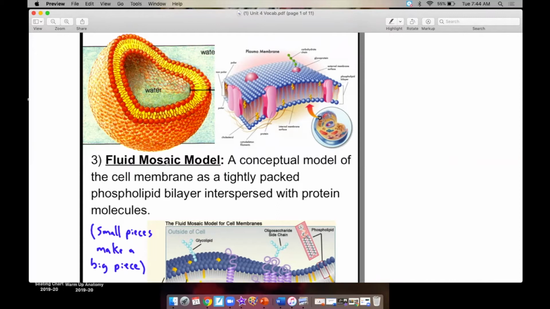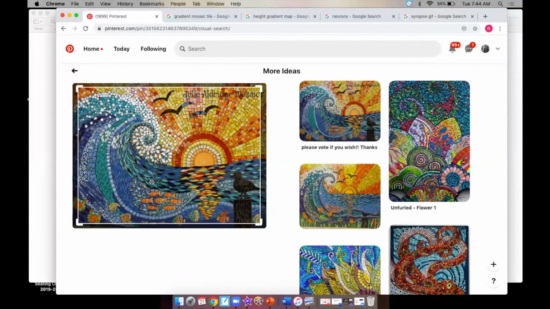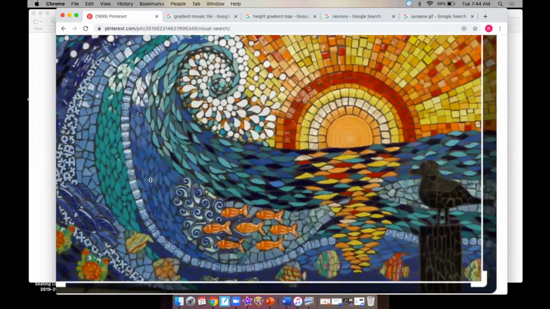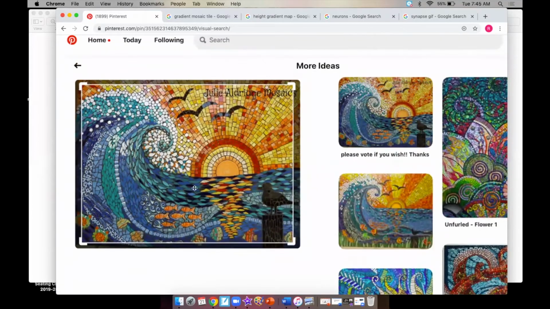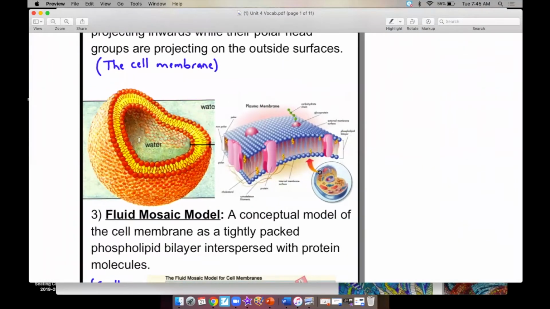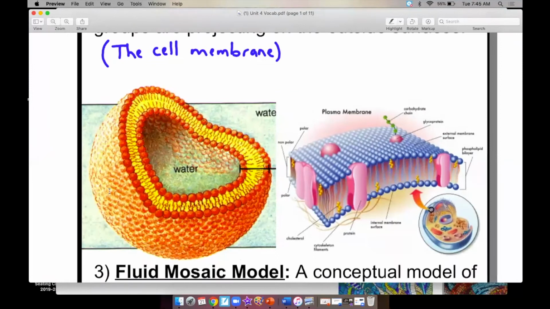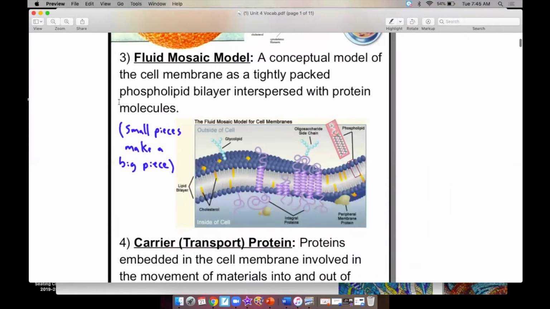And mosaic, those of you in art class should know what a mosaic is. Mosaic is a picture, but if you look closely, zoom in on this, you see that it's actually a bunch of little pieces glued together, and when you pan out, it starts to take shape and look like some kind of picture. Your phospholipid bilayer is also a mosaic. You zoom in, it is a bunch of little pieces together, and when you zoom out, it makes one big picture, your membrane. So small pieces make a big piece.